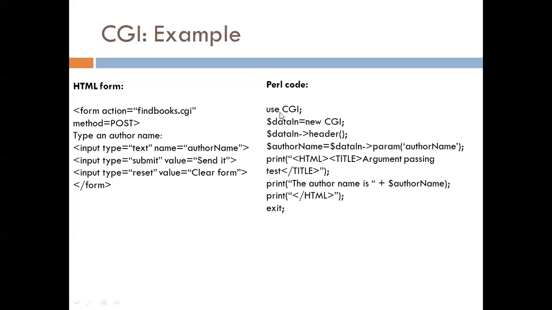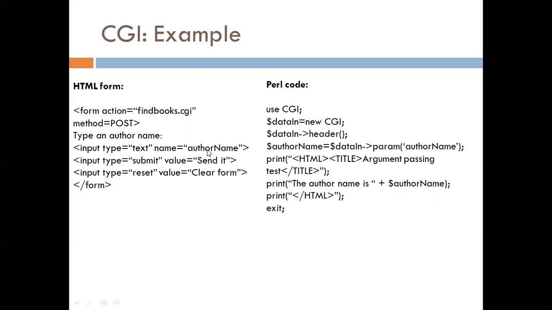The first statement is use CGI. It is just like importing the libraries, just how we use header files in C programming with include, or in Java with the import statement. Just like that, use CGI. Then a new CGI object is declared using new CGI, data in. For this data in, the header is extracted from the request, from the post method. Then here we need to extract the author name.